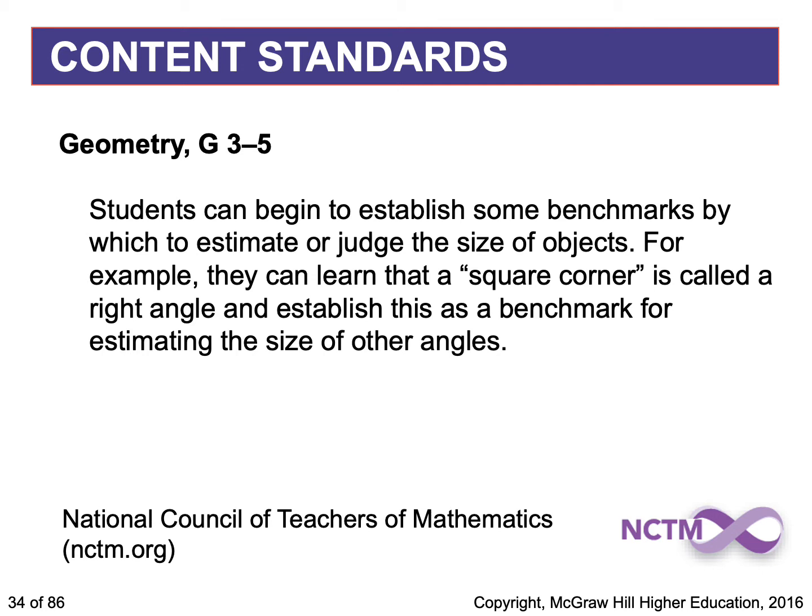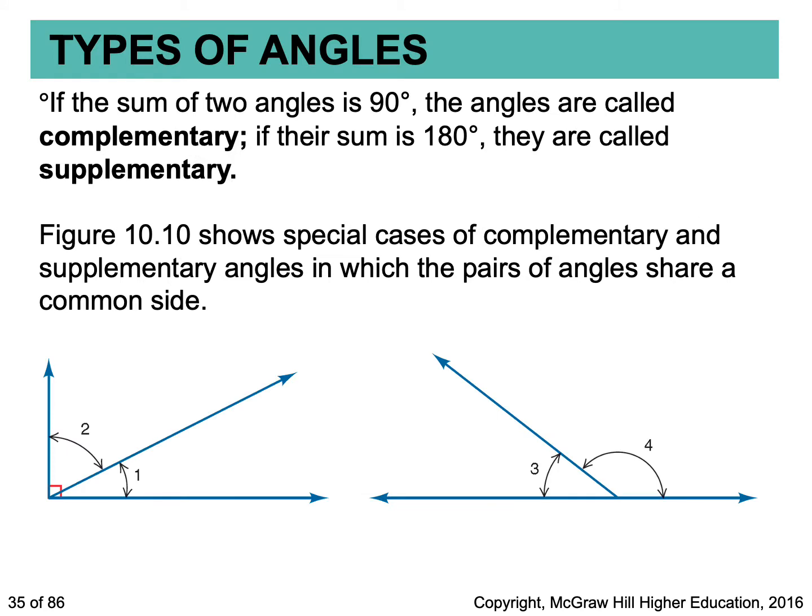NCTM's statement about geometry in grades 3 through 5. Complementary angles, you have 2 angles whose sum is 90 degrees. Supplementary, the sum is 180 degrees.